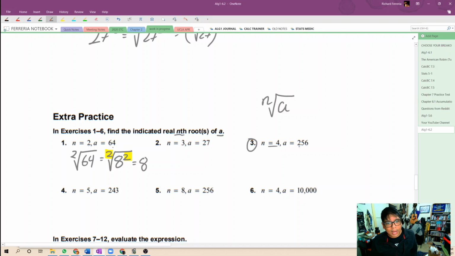Let's take a look at number 3. n is 4, a is 256, so this is asking for the fourth root of 256. Now that's a difficult one because we're not used to numbers that big. But if we play around with the numbers for a while, we can see that 256 is the same thing as 4 to the fourth power. And you would get this familiarity just by grabbing a calculator and finding the fourth power of a bunch of things, okay?